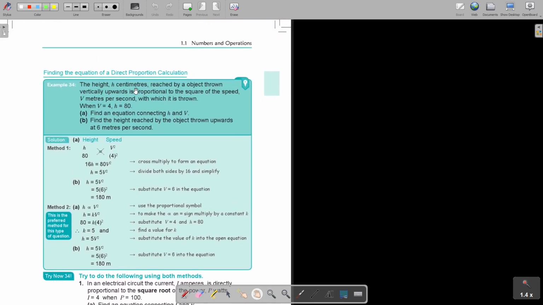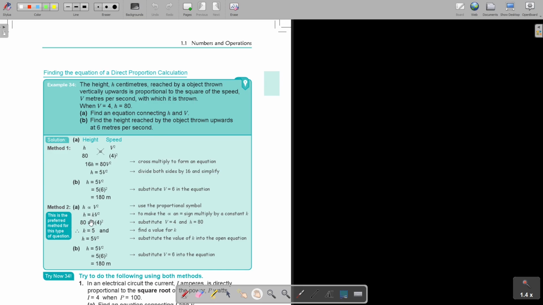The height, h centimeters, reached by an object thrown vertically upwards is proportional, and as soon as they just say proportional, they mean direct proportional, to the square, now it's not the square root, of the speed, v meters per second, with which it's thrown. They also give you two values, almost like in a table. So we start: the height is proportional to v squared, because it's a square, do you see?